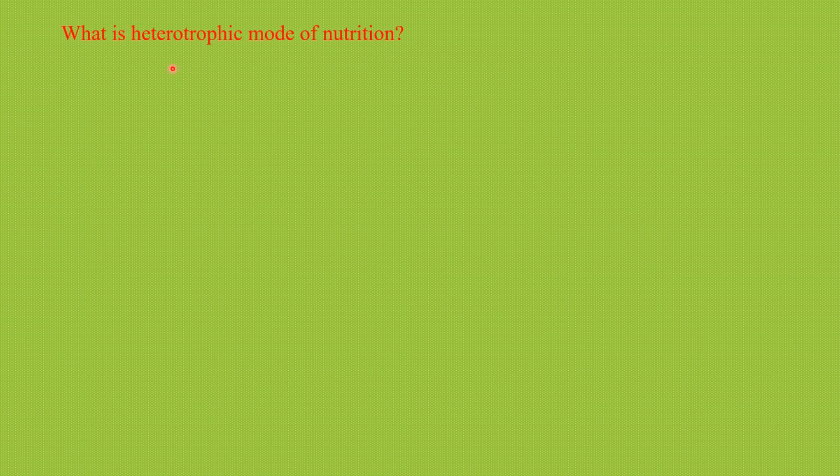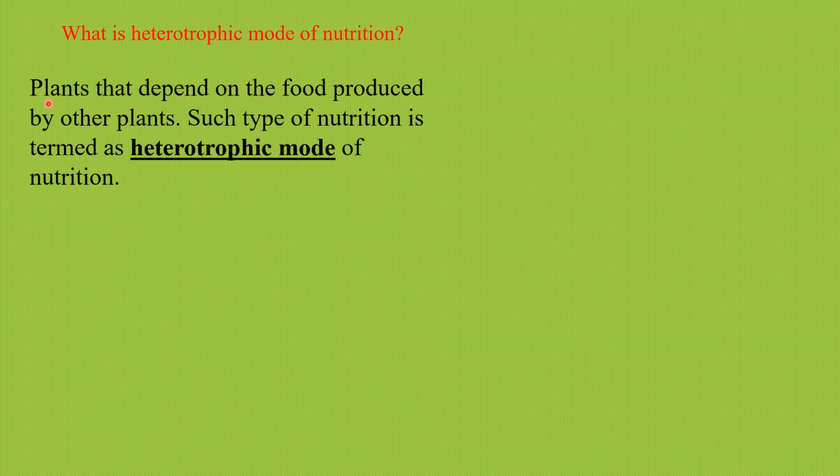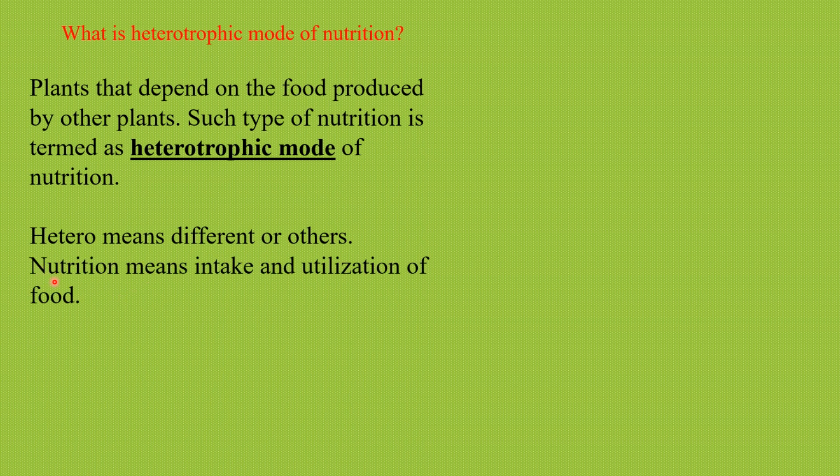Now, let us understand what is heterotrophic mode of nutrition. Plants that depend on the food produced by other plants, such type of nutrition is termed as heterotrophic mode of nutrition. Hetero means different or others. Nutrition means intake and utilization of food. So, I can say the definition once again, that is, heterotrophic nutrition is the nutrition in which the intake and utilization of food is in the form of various sources.